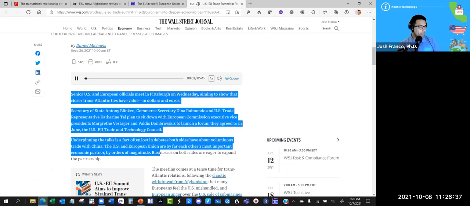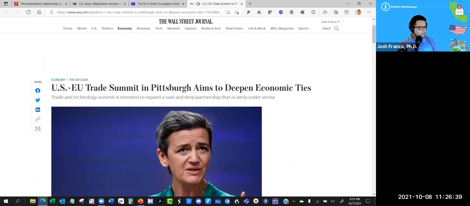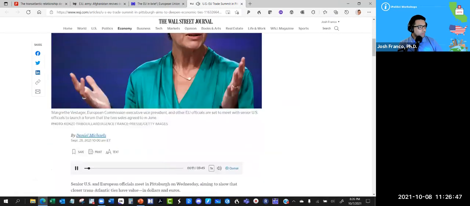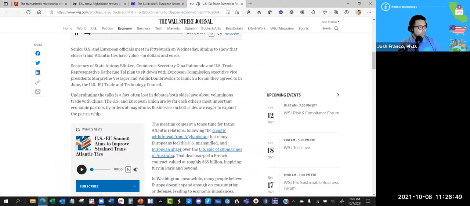US-EU Trade Summit in Pittsburgh aims to deepen economic ties. Trade and Technology Summit is intended to expand a vast and deep partnership that is lately under stress. By Daniel Michaels.